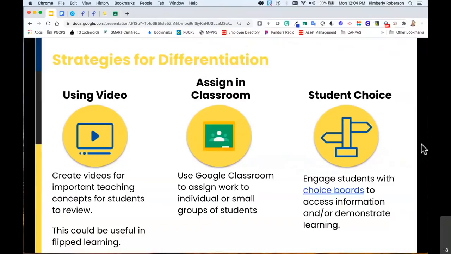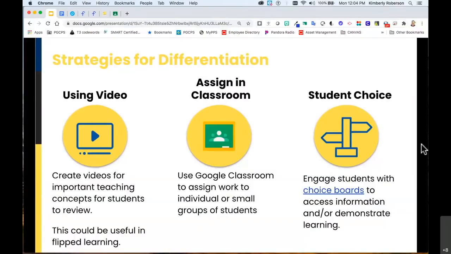There are many ways to differentiate your lesson. Use video. Creating or finding appropriate videos for important teaching concepts for students to review can help students revisit concepts. This is a very useful strategy when using flipped learning design.